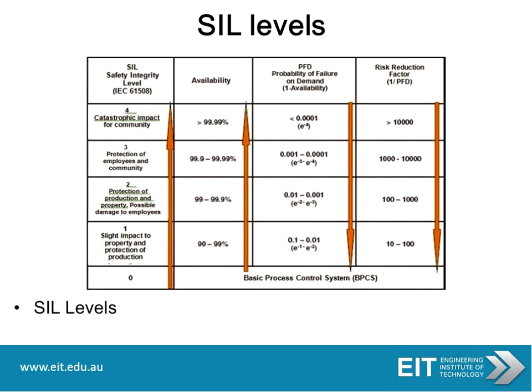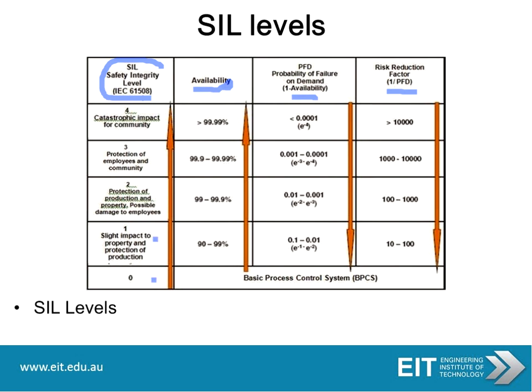Now here you can see a table showing the SIL, safety integrity level, according to the specification that we've mentioned when we started this pre-recording. The second column shows us the availability, the third is the probability of failure on demand, and then lastly we've got the risk reduction factor. Now you can see, going from basic process control system, we start with 0.